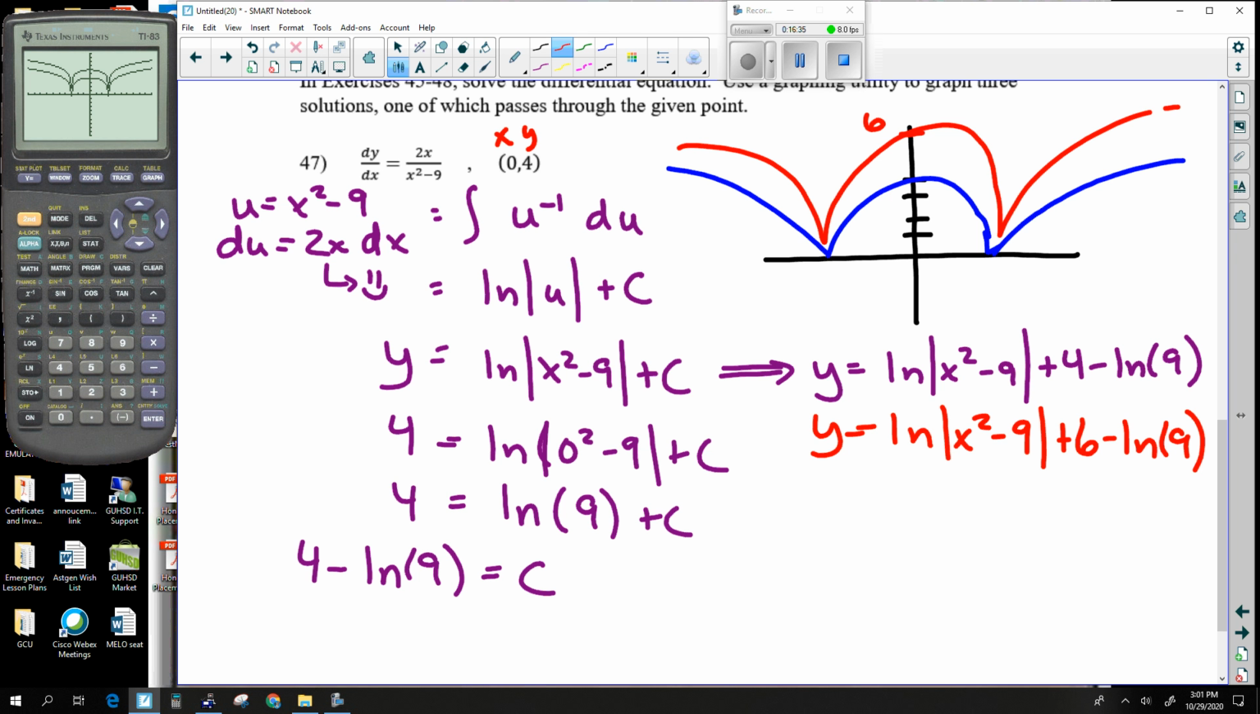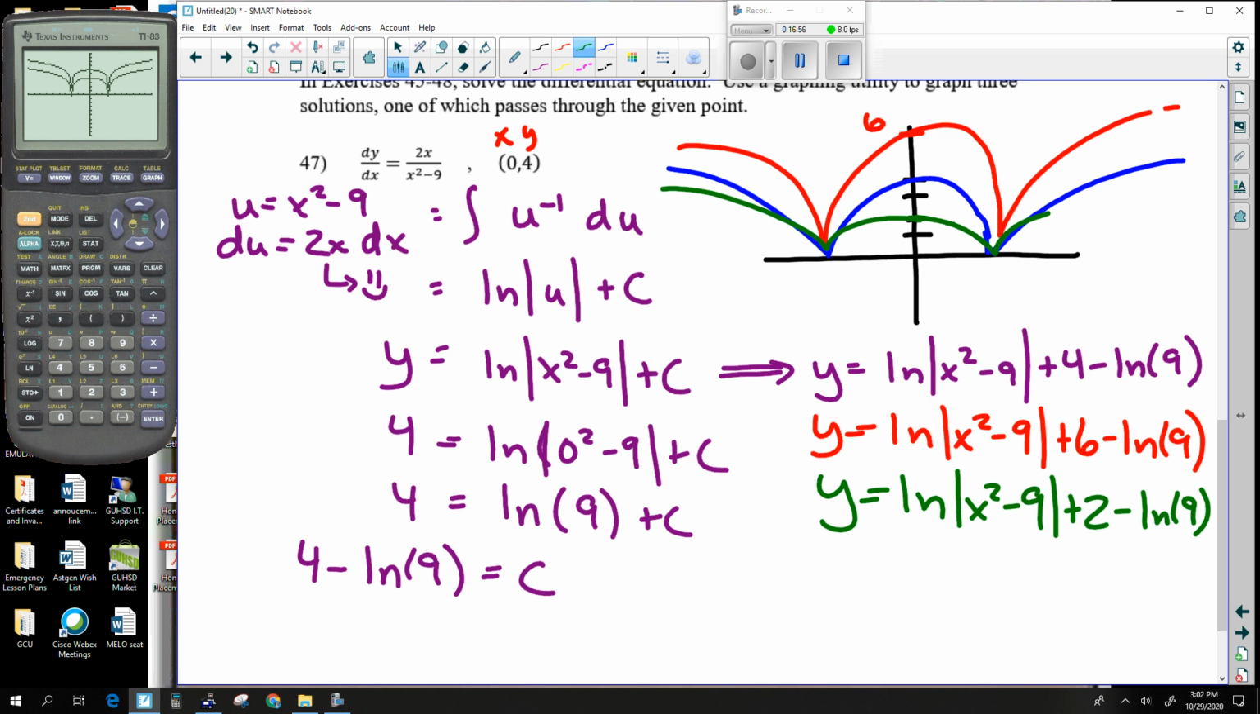Okay, and then all we have to do is just graph one more of these things. So again, turn that y value into anything else that you want. So y is equal to ln x squared minus 9 plus 2 ln 9 would be this, and it would go. You have to have the sound effects. You have to say whoop.